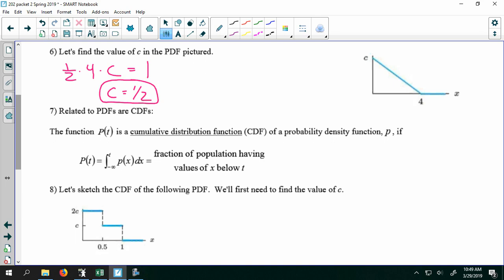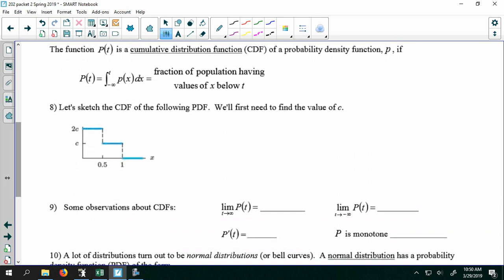So the definition of the cumulative density function is the integral from negative infinity to t. Capital P of t is the integral from negative infinity to t of p of x dx. That means the area under the PDF from negative infinity to whatever input you're given, or the fraction of the population having values of x below t. If we're talking age, it would be the fraction of the population that's below some given age. So instead of breaking it down from 10 to 20, I'd be asking the fraction that's between 0 and 20, less than 20.